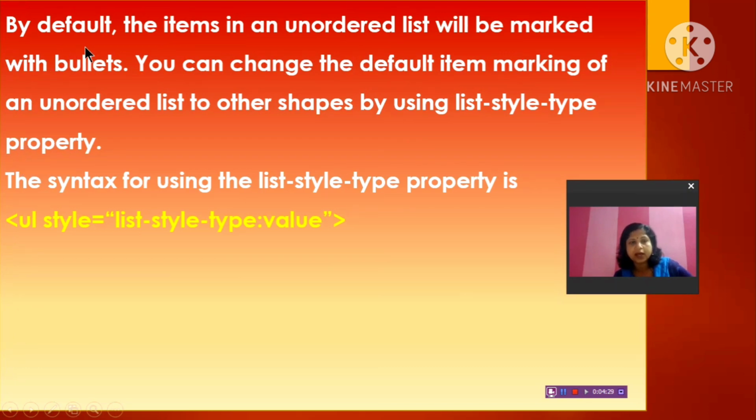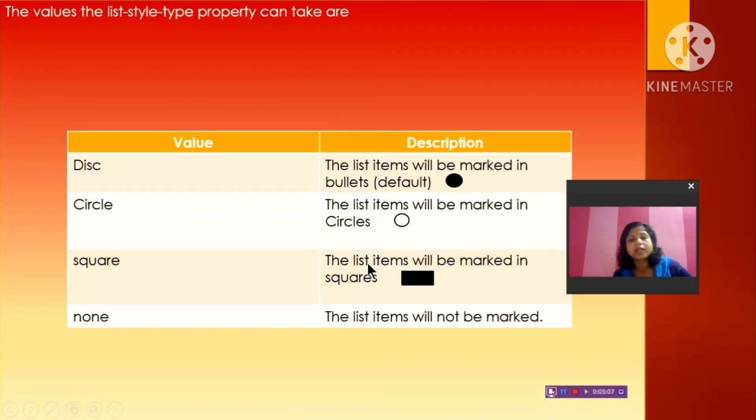Unordered lists are actually of three types. By default, the items in an unordered list will be marked with bullets. You can change the default item marking of an unordered list to other shapes by using the list style type property. Just like in an ordered list we use type and start, here no start will be used because bullets have no start value, but we'll give the type. In an ordered list we give the type as Roman, capital letter or small letter. Here also we'll give type, but only limited types are available.